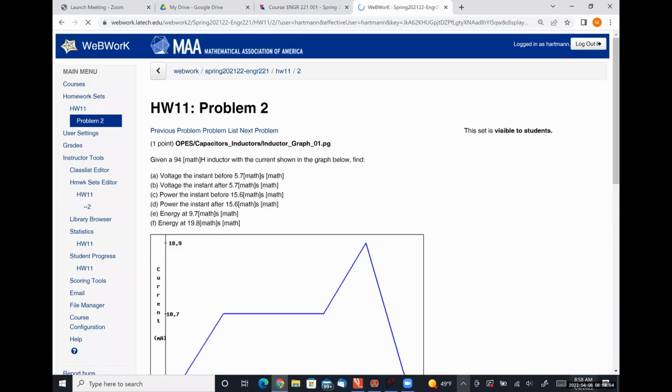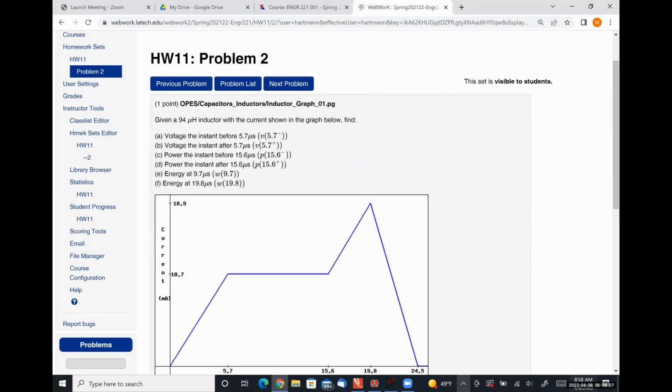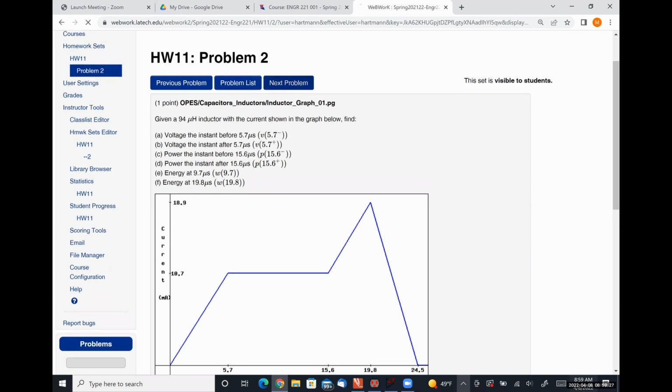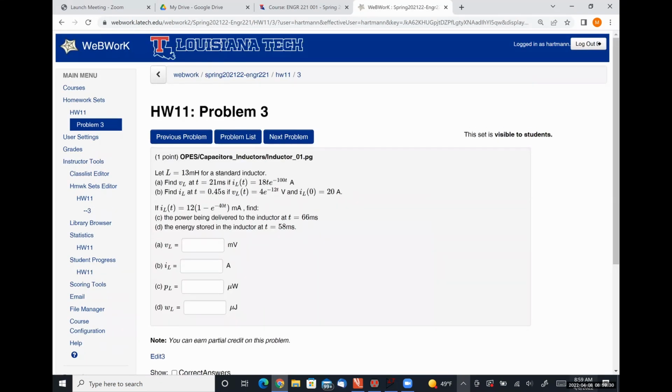Let's just look through a couple other things here real quick. You're given a graph, this graph is current, and you want to know voltage. So it's just going to be the slopes. So that's easy enough for A and B. The power is find the voltage at that time and then multiply it by the current at that time, read directly off the graph. And then the energy is you read the current directly off the graph and apply it into the energy equation. So that's not particularly difficult. Problem number 3 looks real similar to in-class assignment stuff that I made you guys do.